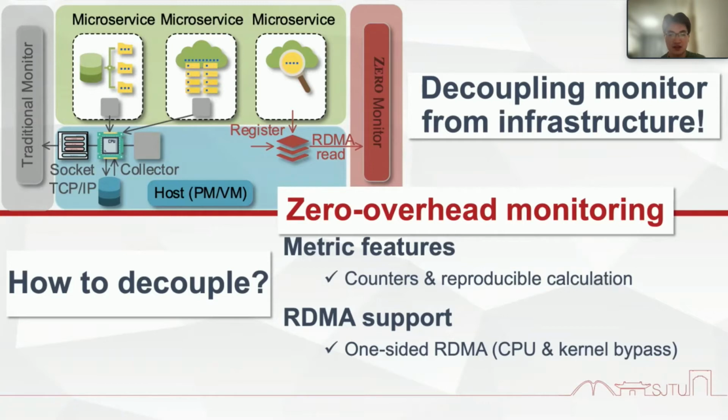counters. Second, RDMA is commonly supported in state-of-the-art cloud and data centers. RDMA enables both CPU and kernel bypass with one-sided operations, for example, write or read. As a result, Zero can perform RDMA read on the registered memory region to collect raw metrics. The whole process is independent of the monitored host.